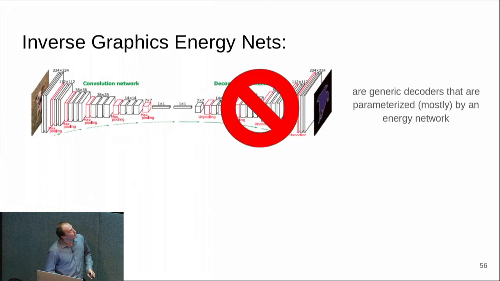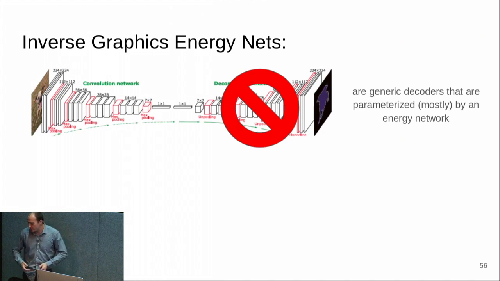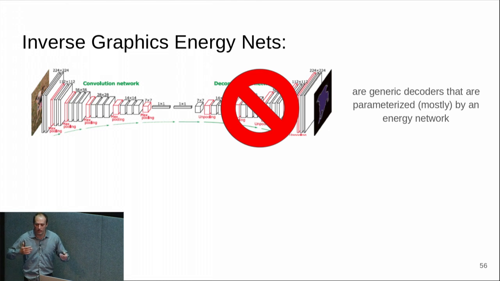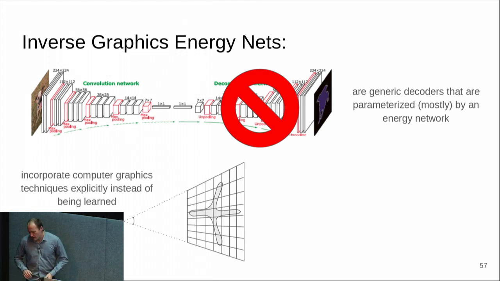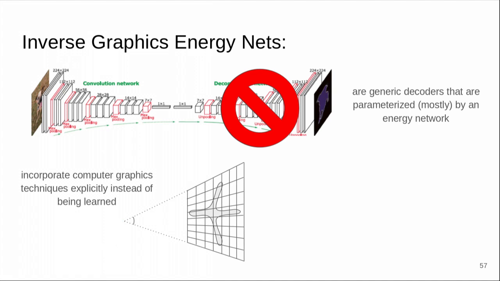I think I'll skip. Okay, so just a really quick summary. Our networks are essentially generic decoders that are parameterized mostly by an energy network. So we don't really need to write an explicit decoder, we don't need to write a deconvolution. Nowhere in our reconstruction did we have a 3D deconvolution network. We just had a convolution network, and even that, we did some pooling hacks to make it not too computationally intensive. They incorporate explicit computer graphics techniques rather than learning them.